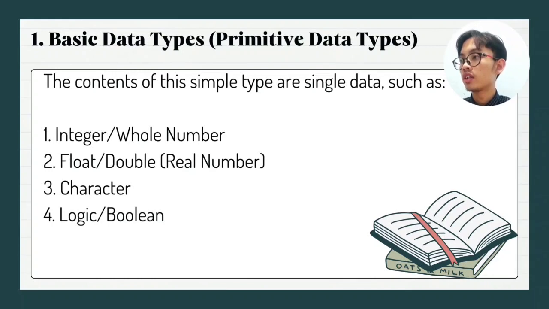And the fourth is Boolean, or logic. Boolean is a logical data type that consists of two statements, true or false. True statements are usually written as true or the number 1, while false statements are written as false or the number 0. Meanwhile, the logical operations that are commonly used are AND, OR, NOT, and XOR.